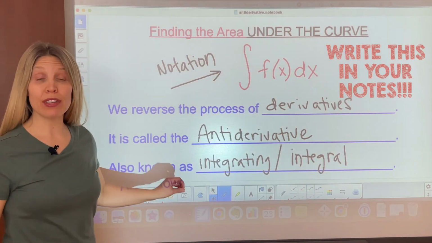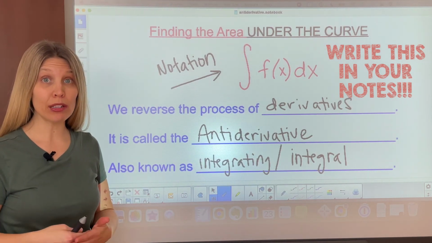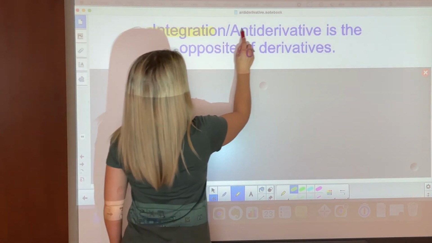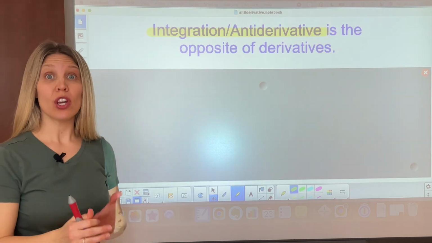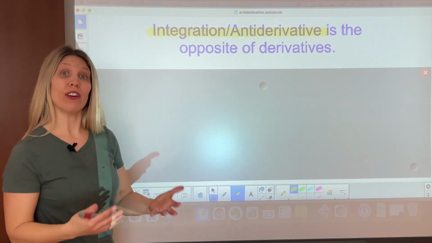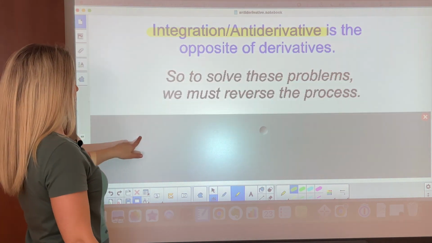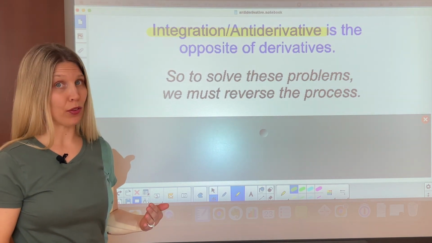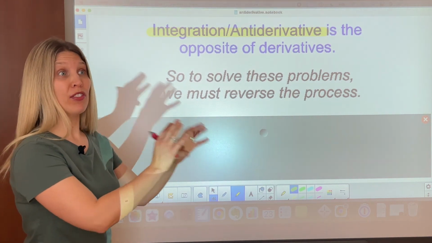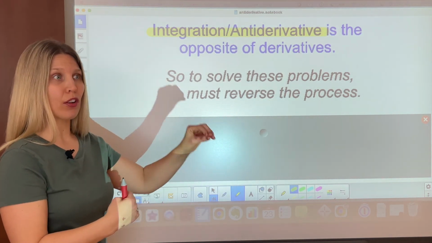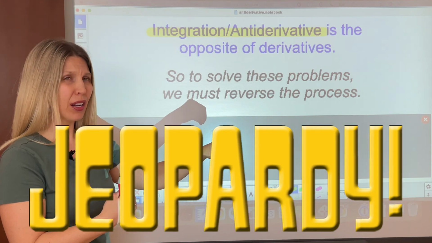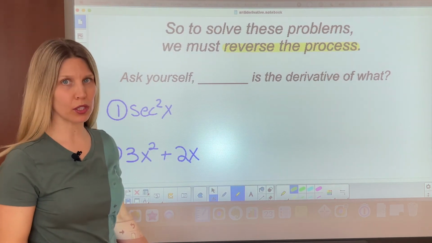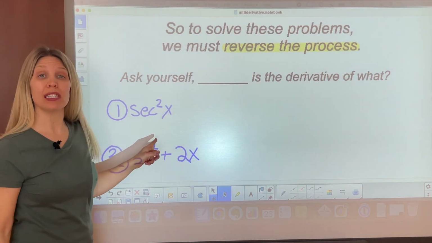So make sure you have this in your notes to understand all of the language and the notation that is going to be used. So what you need to remember is integration and the antiderivative, those are one and the same, and it means we're finding the opposite of the derivative. So to solve these types of problems, we have to reverse the process in which we found the derivative. So we're going to do a couple problems where we have to think about, if this is my answer, what did I take the derivative of to get here? Kind of like Jeopardy, right? So to find the answers to these problems, we must reverse the process and think about, what did we start with? So let's look at this first one, secant squared x.